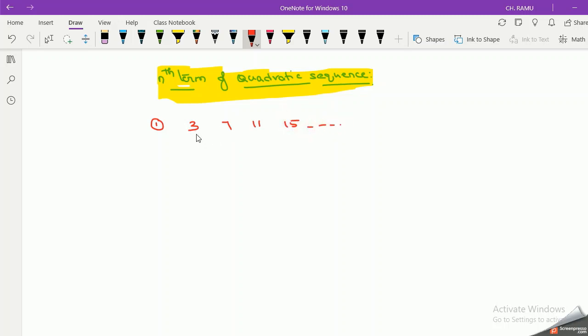Now what is the difference or gap between the first two? 4, 4, 4. So clearly the first difference is the same, then it is simply called a linear sequence. Here, for the linear sequence, we can find out the nth term. How can we find out the nth term?